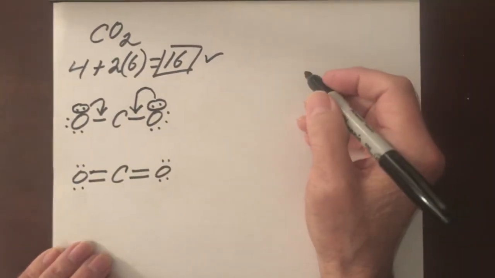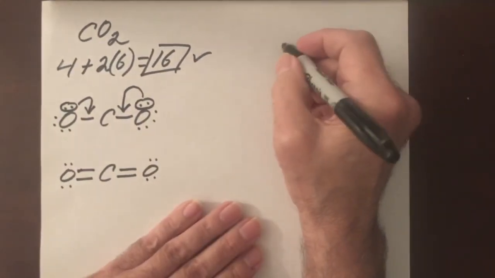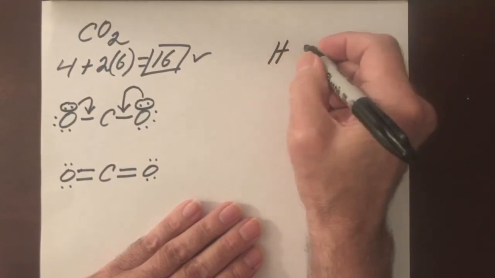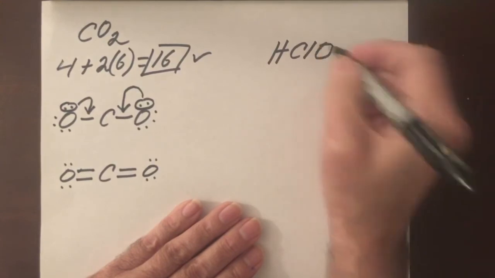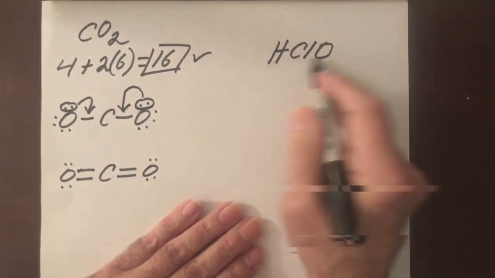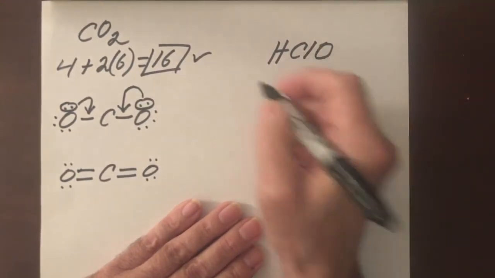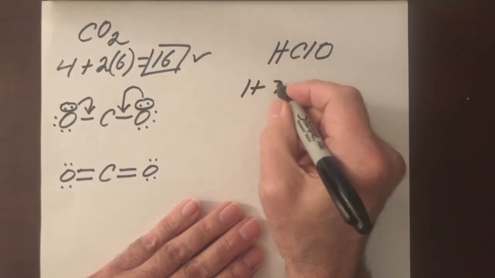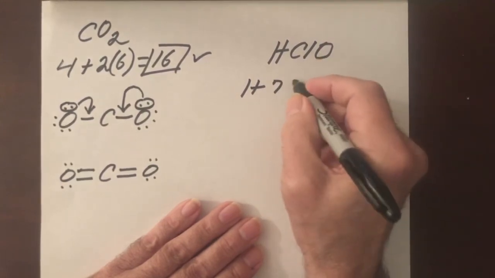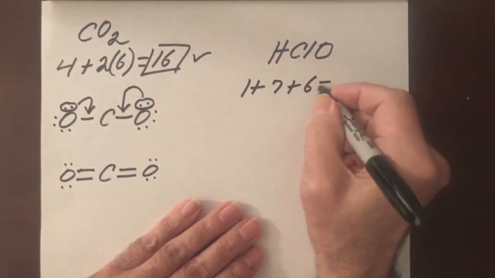Okay, now, let's look at something that might throw you off a little bit. This is hypochlorous acid, HClO, and this is the way it's typically written. If we add together all of the electrons, hydrogen has 1, chlorine has 7, oxygen has 6, that would give me 14.